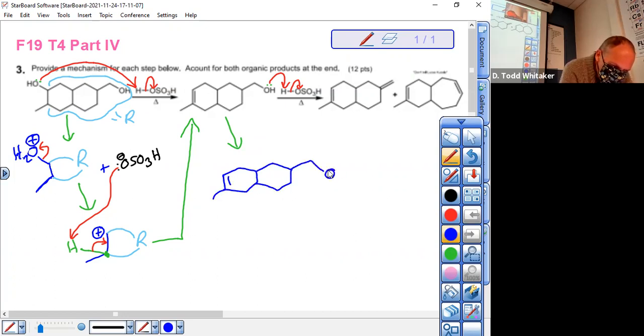We got this. Nice leaving group. And you don't have the E choice for the carbocation, the E1. So your best option to get to that product is E2. And we're going to need our base.